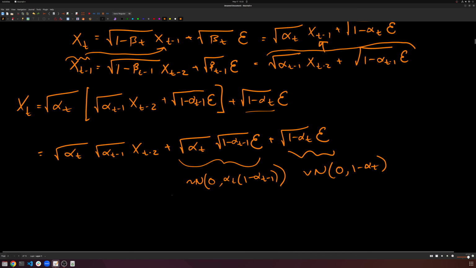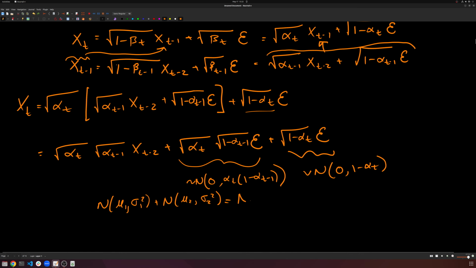Now, if you remember, we have another property for Gaussian distributions. That's normal(mu_1, sigma_1 squared) plus normal(mu_2, sigma_2 squared). What's the sum of two Gaussian distributions? Because that's what we're doing here. We're doing the sum of this Gaussian distribution plus this Gaussian distribution. Well, this is going to be normal. Oh, sorry. It's going to be normal with mean mu_1 plus mu_2 and variance sigma_1 squared plus sigma_2 squared.